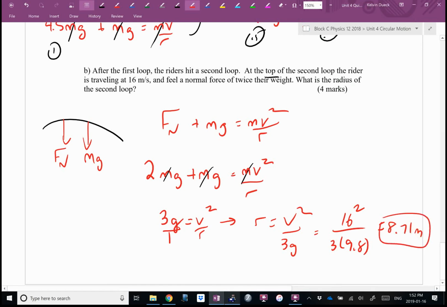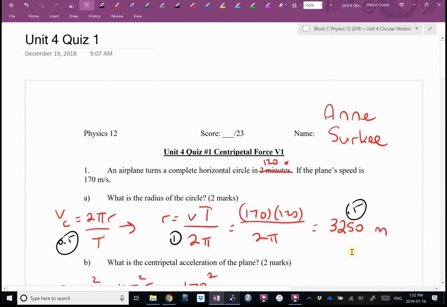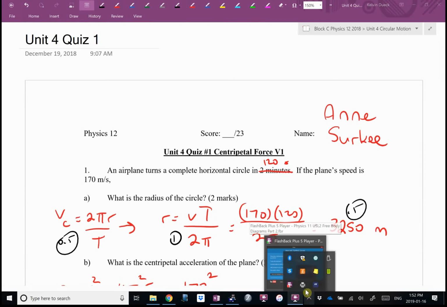If you got that right, 4 out of 4. Otherwise, 1 mark, 1 mark. I'd probably give you 1 mark if I saw that, and 1 mark for the answer. Something like that. If you can give yourself a lovely score out of, holy smokes, 23, that would be delightful.